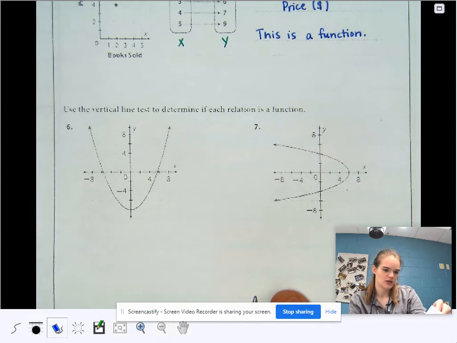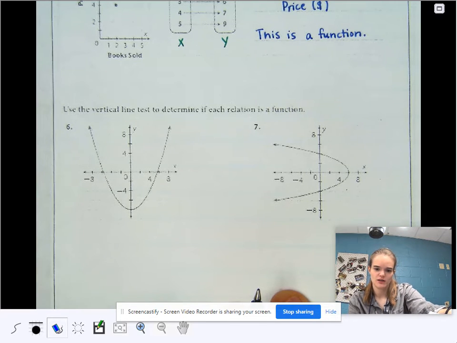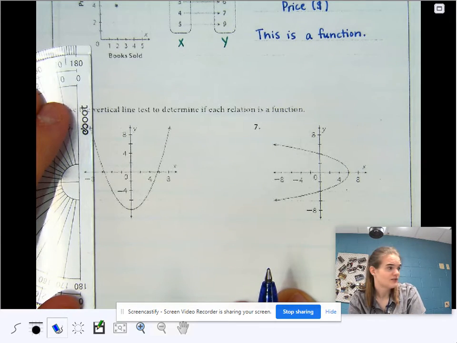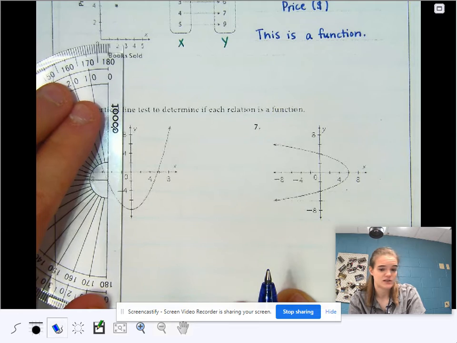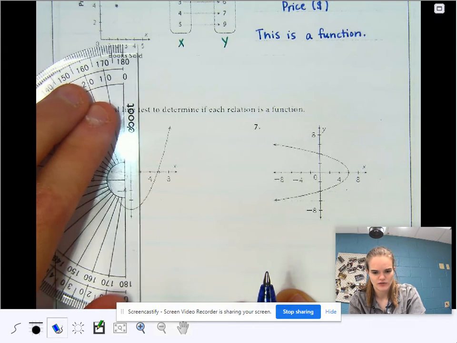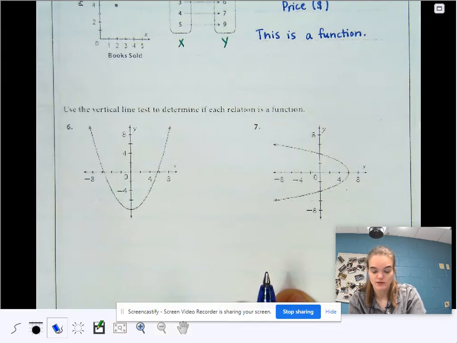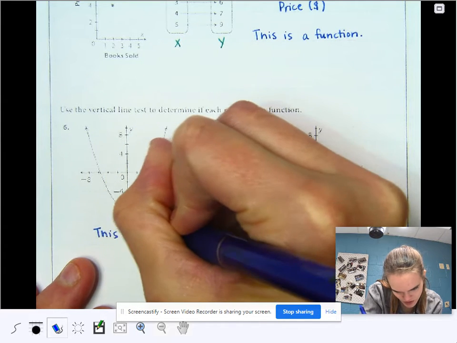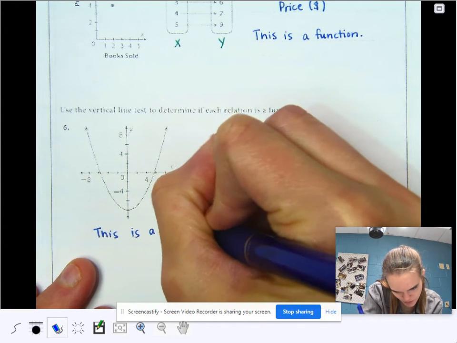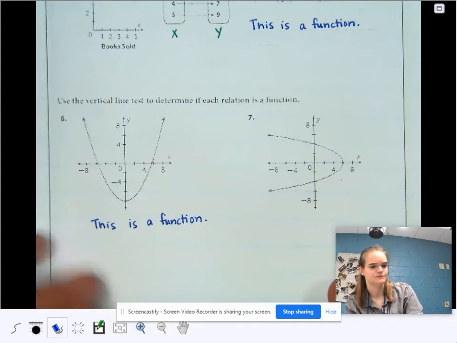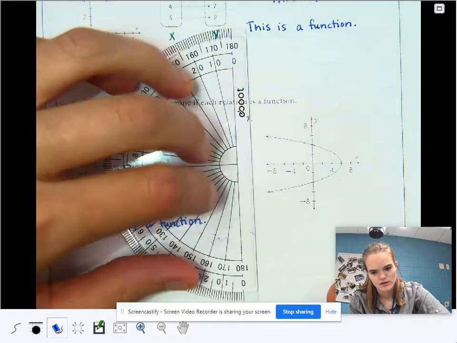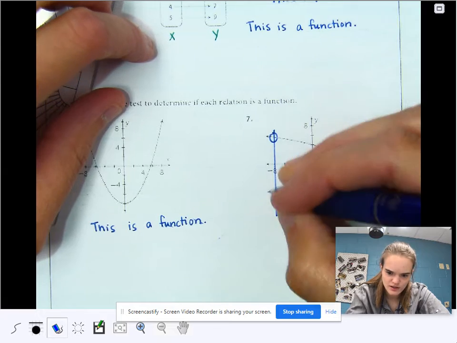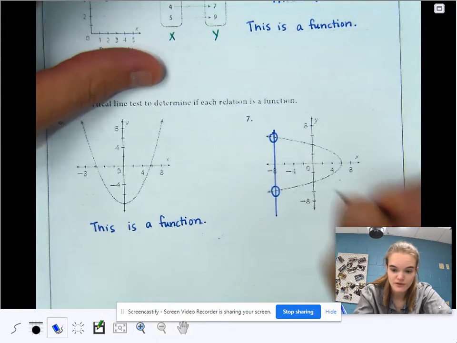So it says, use the vertical line test to determine if each relation is a function. Okay, so I've got my vertical line here. I'm just going to pass it over. If I touch more than one point, the answer is no. I did not. This is a function because I never touched 2 points or more at the same time. Let's look at 7. Vertical line. Oh, here's my vertical line. I touch 1, 2 points at the same time. This is not a function.